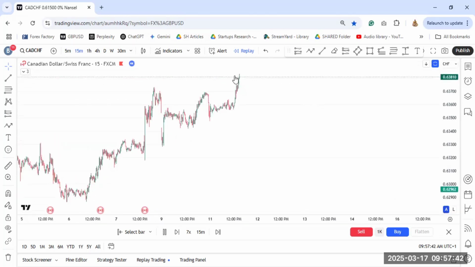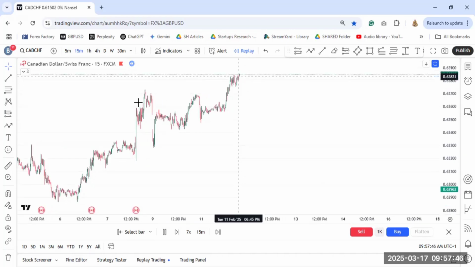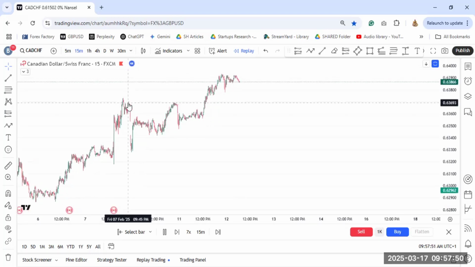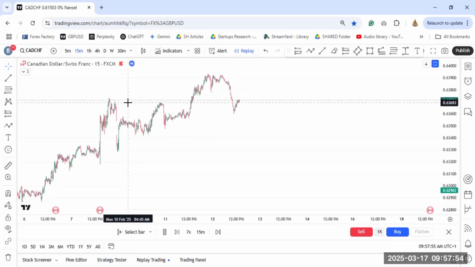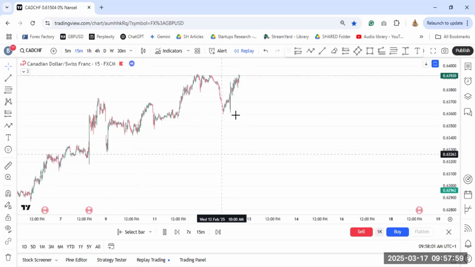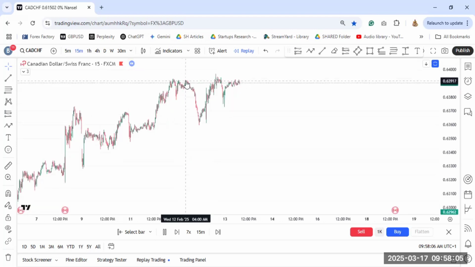You can see it has broken to form another high again. So another higher high has been formed. It has broken already. So maybe it will go to break another high again. It has broken again. It has broken this high again. So it is continuing with the trend.